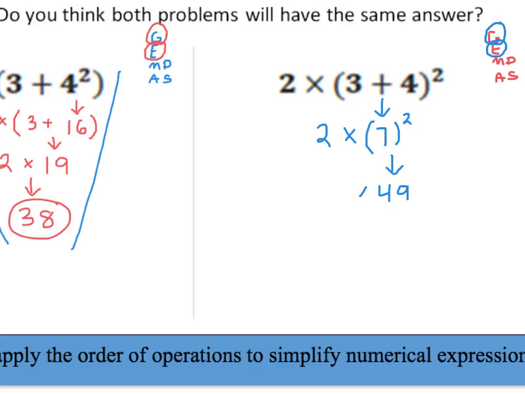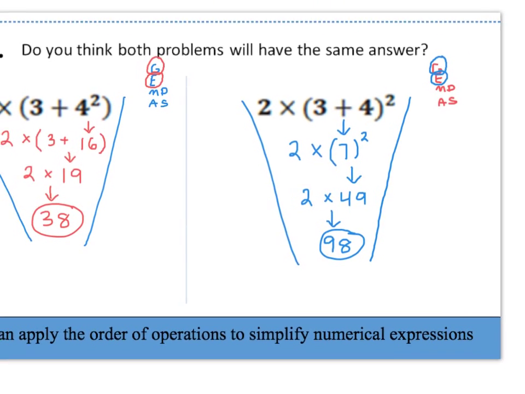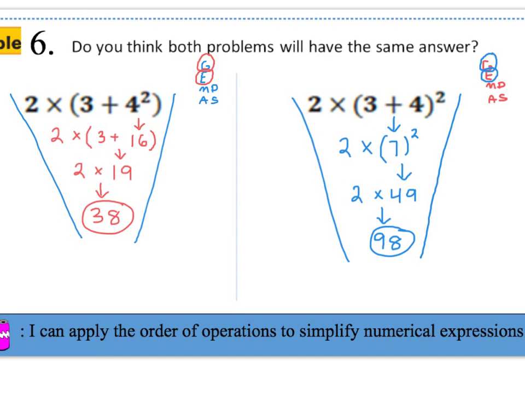Then I'm going to drop down the rest of my problem. And the last thing that I need to do is multiply. So if I multiply 49 times 2, I get 98. So I noticed that my problem did funnel down. If I go back and refer to both problems, I notice that they both have different answers. So the answer is no. We didn't get the same exact answer.